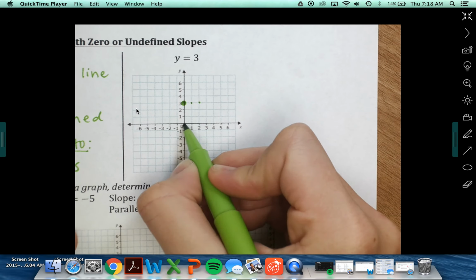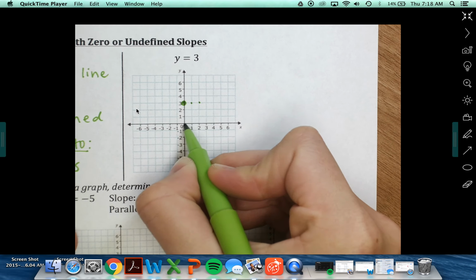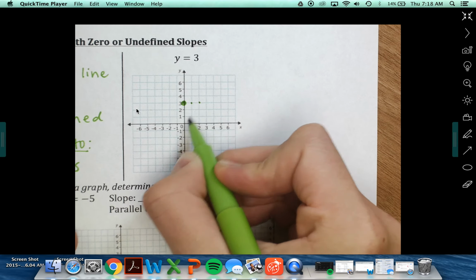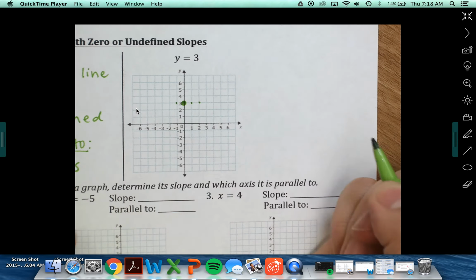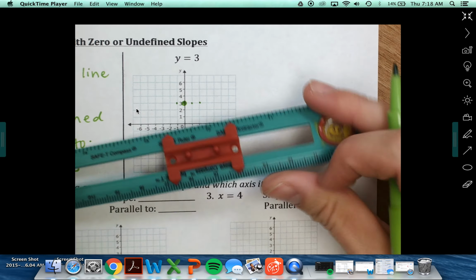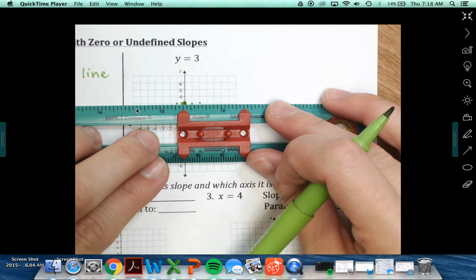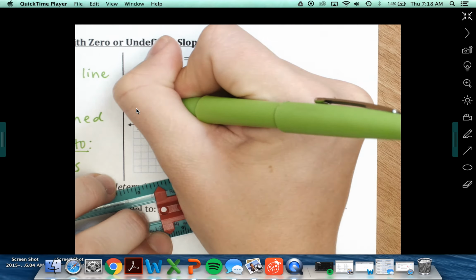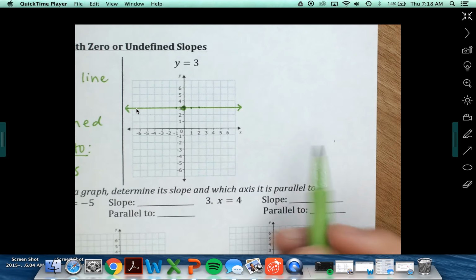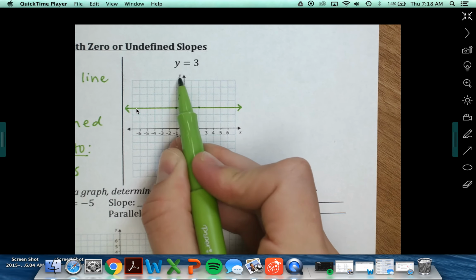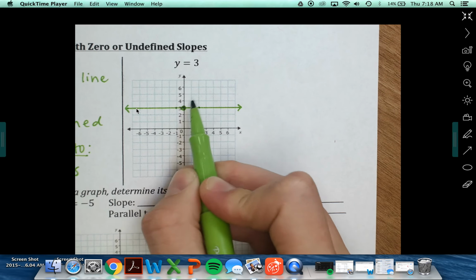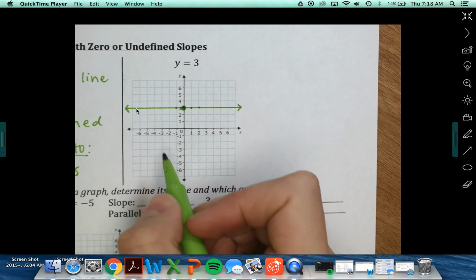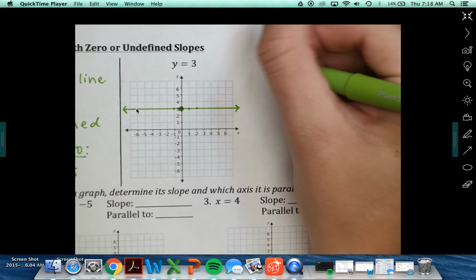So I've got one at 0, 3. I could have a point at 1, 3, another one at 2, 3, negative 1, 3. And you'll notice again, I'm essentially just drawing a line straight through y is 3. So I make my point on my y-axis. Make sure you pay attention to which axis you're on at 3, and I draw a line through it. Okay, so y equals 3.